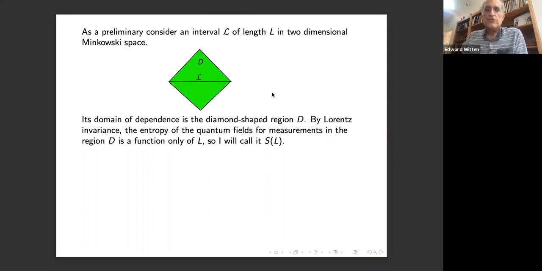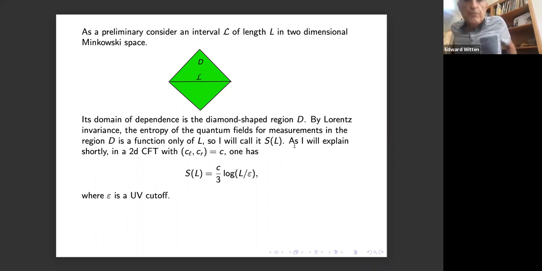Now, by Lorentz invariance, the entropy of the quantum fields for measurements in the region D can only depend on the length of the interval. So I'll call it S of L. And we're going to compute that in a 2D CFT, where c left and c right we'll assume for simplicity to be equal and equal to what I'll call c, the entropy is c over 3 times the logarithm of L divided by epsilon. Epsilon will be an ultraviolet cutoff. So this will be an example of the fact that entanglement entropy is ultraviolet divergent in quantum field theory.